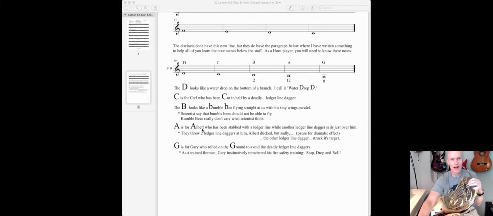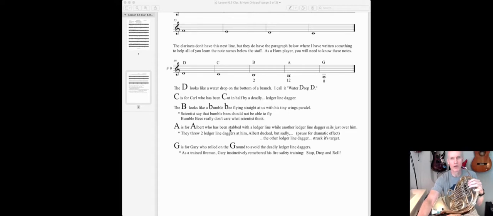Now, A is for Albert. Right, here's our A, valves 1 and 2. And of course, you can also play this with the trigger middle valve and with the trigger 1 and 2. But if you wanted to use your trigger on a low G, you'd have to use valves 1 and 3. That one's different, okay? But let's just learn the F side of the horn for right now to keep it less complicated.